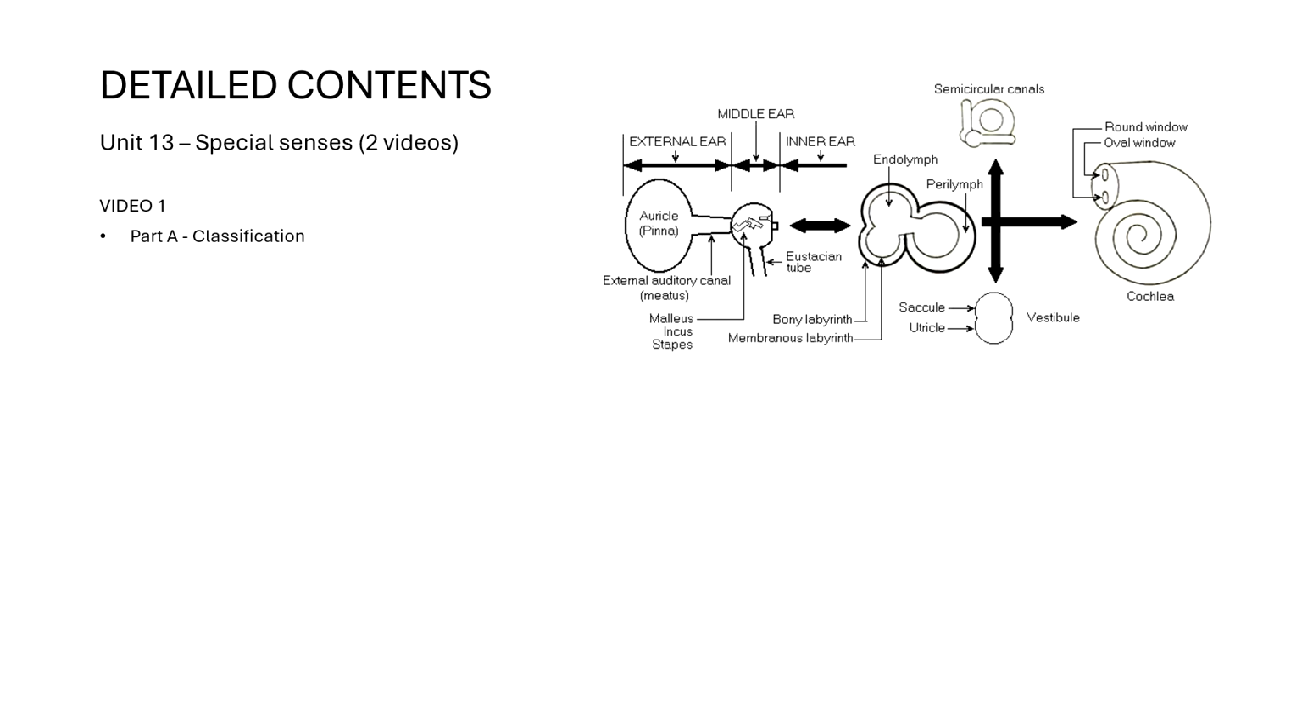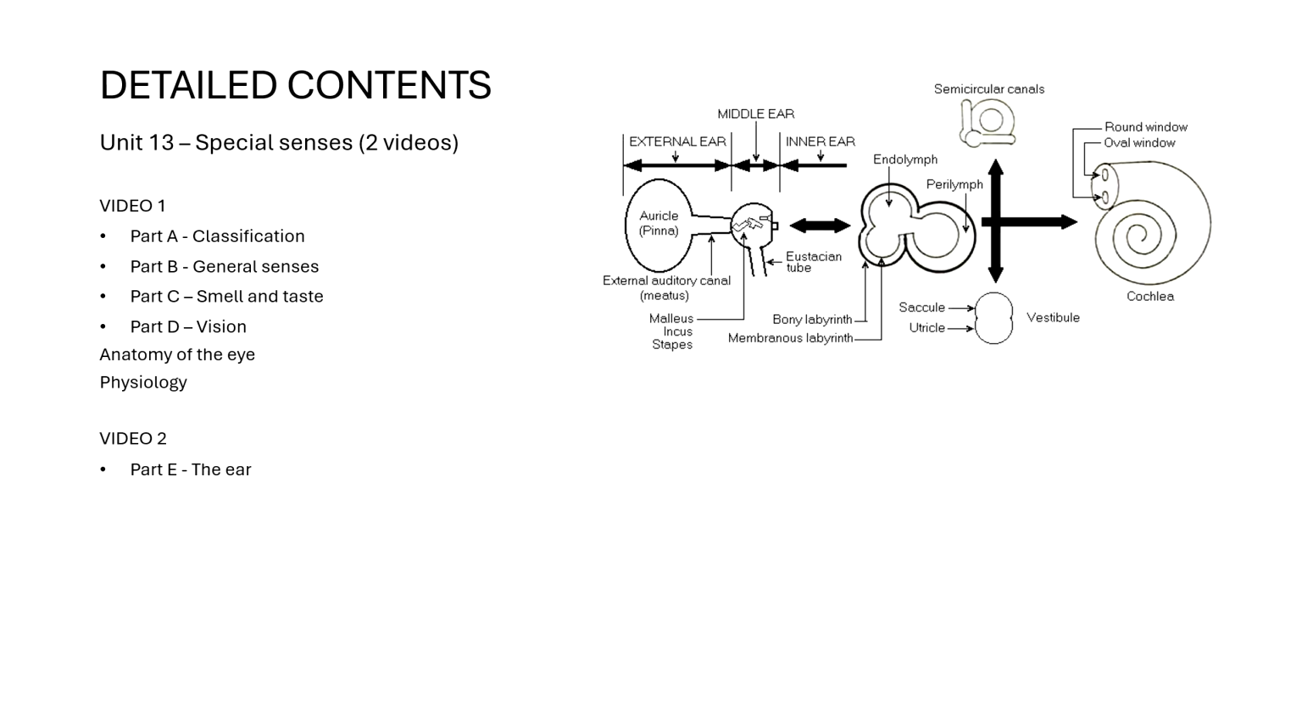Special senses are divided into two videos. Part A includes the classification, Part B, a discussion of general senses, and Part C, smell and taste. Part D is also covered here, and this deals with vision. We'll look at the anatomy of the eye and the physiology of the eye.